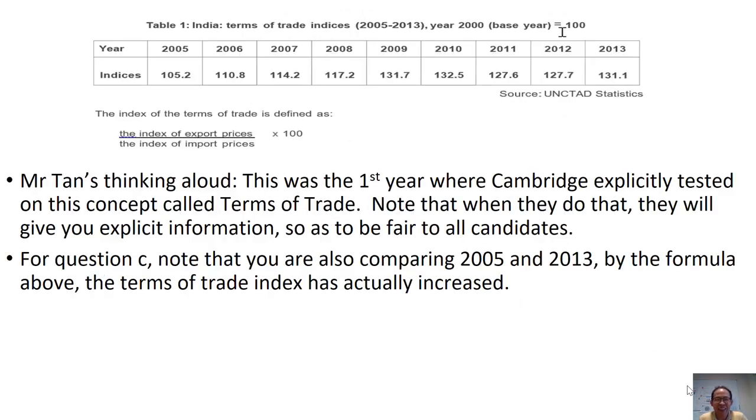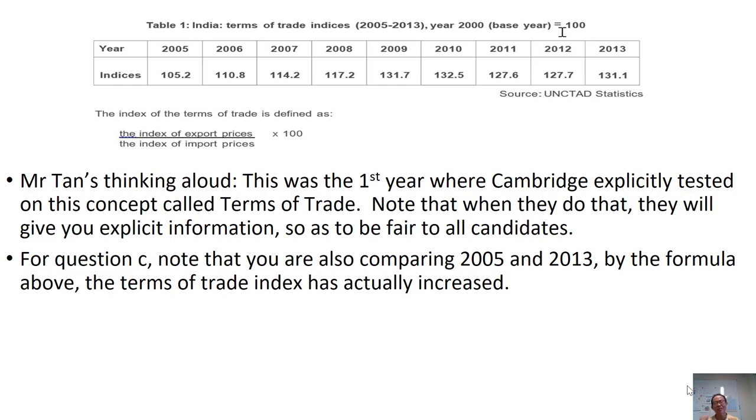Now, this particular case study is very interesting because they have two charts and they have a table. So table 1 is terms of trade. Now, let me give you some background story. This was the first year and so far the only year where Cambridge explicitly tested this concept called terms of trade. Okay, terms of trade. This is the only year.